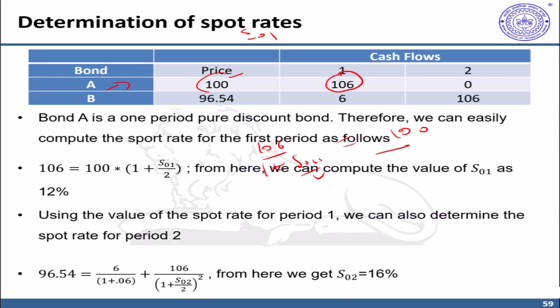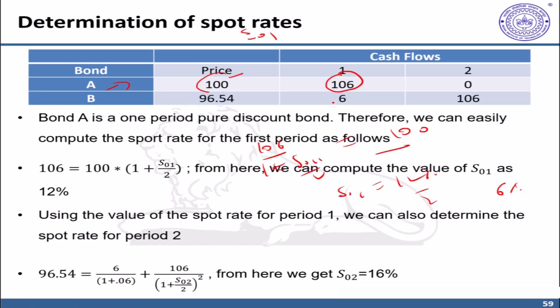Now, after discounting this, we find the value of S01 is equal to 12%. Since this is a semi-annual compounding setup, the actual discount rate for the 6 month period is 6%, which is 12% divided by 2. So this is the first year. Now suppose for the second year there's no strip available.